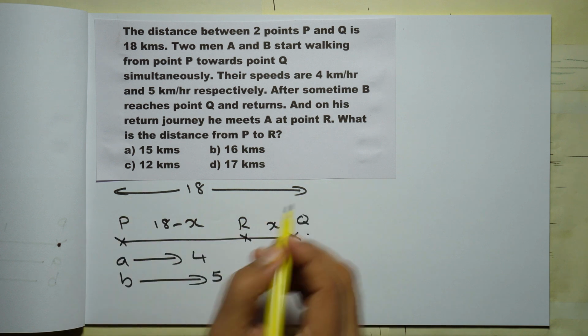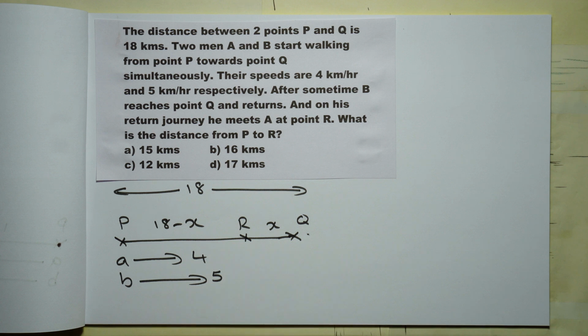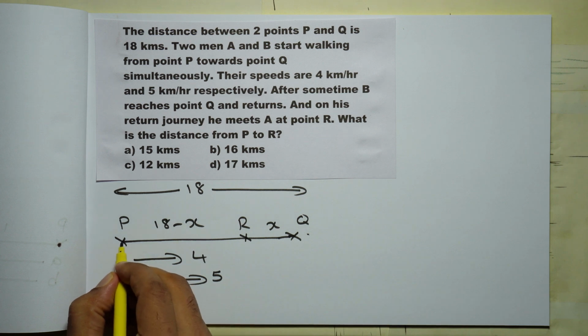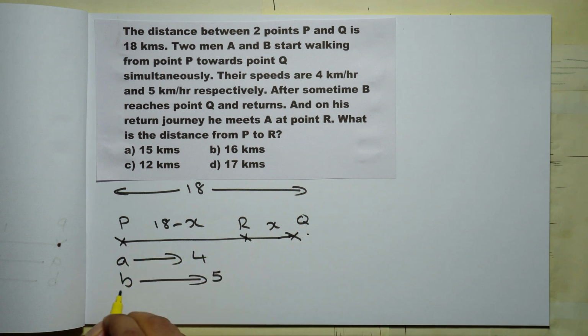So whole distance is 18. So if this is x, then this must be 18 minus x. Now you can see that both A and B, they both travel for the same time. That is, they both start at the same time, and when they meet here, they both travel for the same time. So we can equate the time for both A and B.